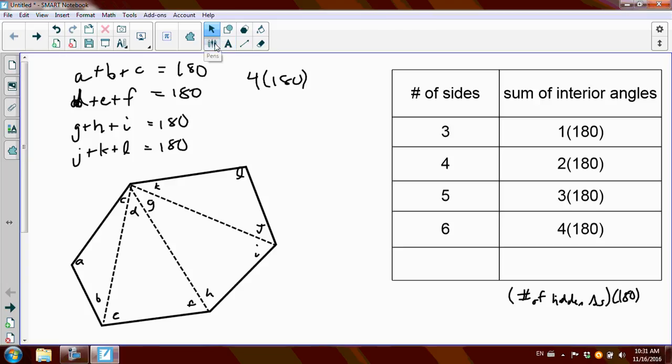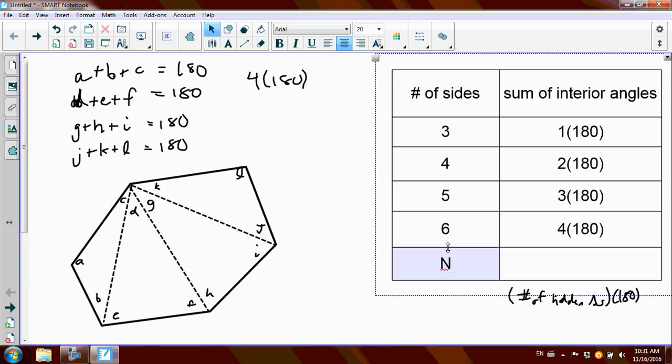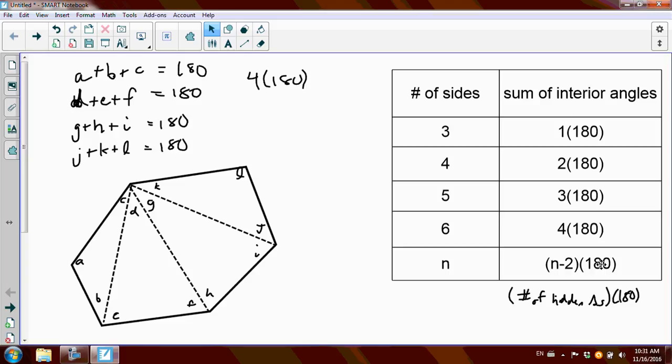The number of hidden triangles, if the polygon has n sides, then how many hidden triangles will it have? It will have 2 less than the number of sides. The number of hidden triangles is 2 less than the number of sides. And each of those hidden triangles has 180 degrees inside. And that's a simple explanation for this formula right here that is so super logical that you don't need to waste brain space memorizing that. Think about hidden triangles.